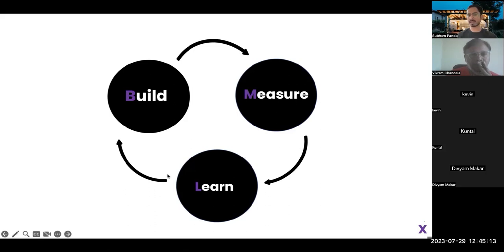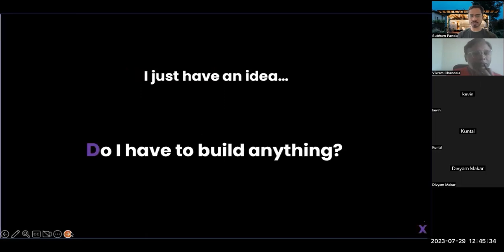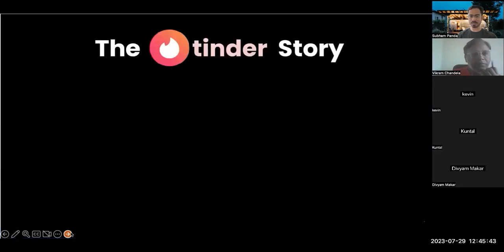None of the products are perfect right now. Maybe Airbnb, Bumble, Tinder, iPhone, whatever it is, they keep on improving, right? So there will never be a perfect product if you are waiting for that. With that note, we'll cover these four things today: experiments, user talks, lean MVP, and lean canvas. We'll start with experiments. Right now, some of you might be at this stage: I just have an idea. Do I have to build anything as such? We'll look at the story of Tinder to see how we can answer this question.